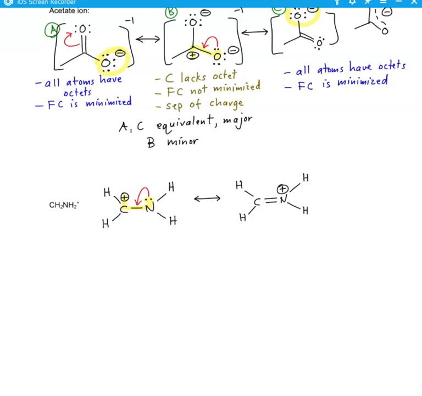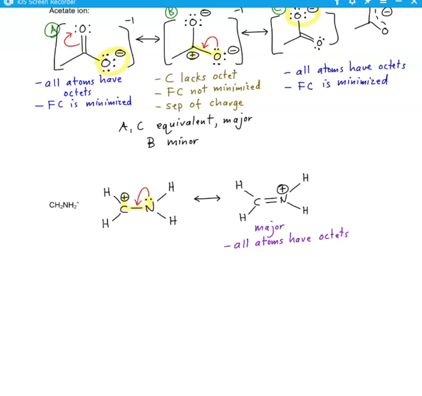Okay, so pause the video and figure out which of these is the major contributor and which is the minor contributor. Hopefully now that you're back, you said that it's the structure on the right that's the major contributor. You'd be correct if you said that, because all the atoms have octets. And again, a highly electronegative element such as nitrogen or oxygen with a positive formal charge is okay as long as it has an octet.